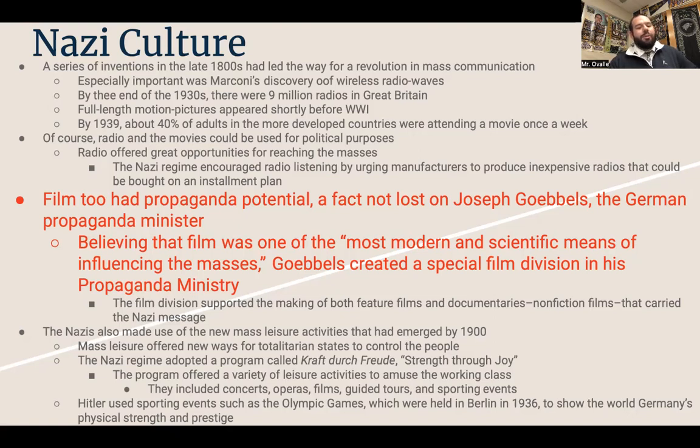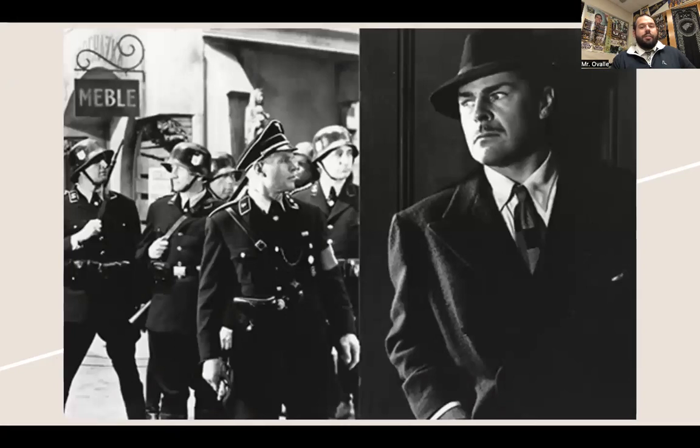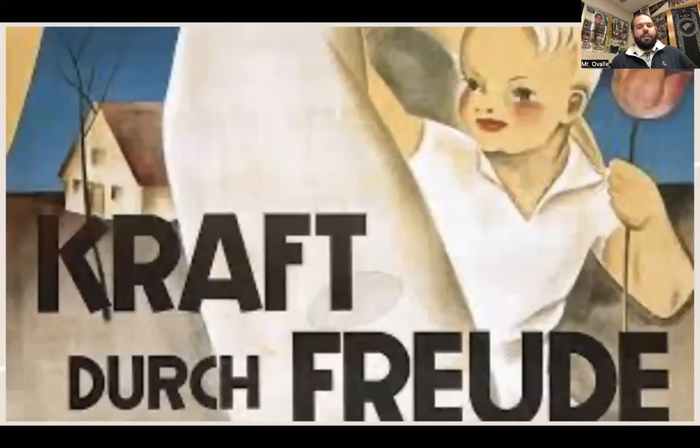Hitler used sporting events, such as the Olympic Games held in Berlin in 1936, to show the world Germany's physical strength and prestige. So there's the radio. This is a movie. That's Joseph Goebbels. We don't like him. Kraft durch Freude.